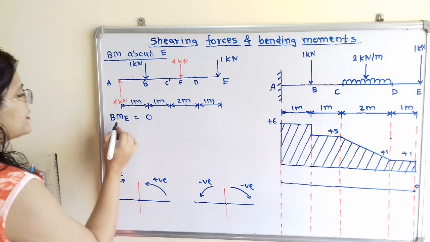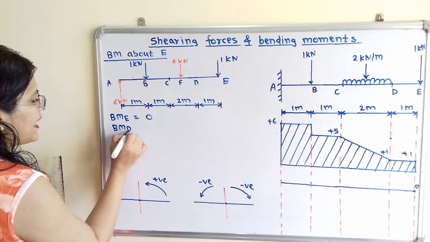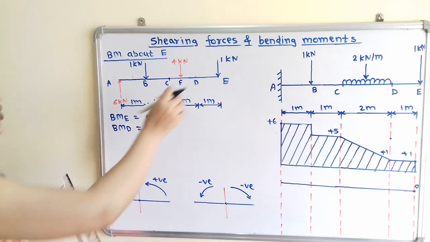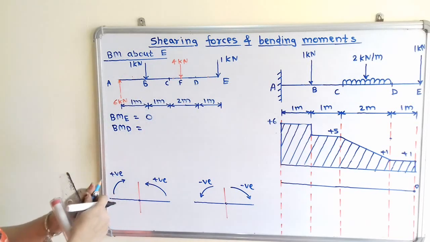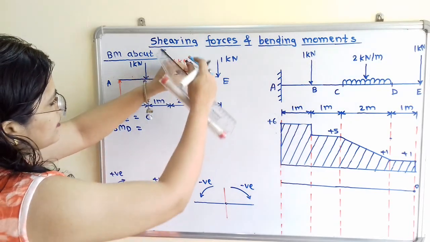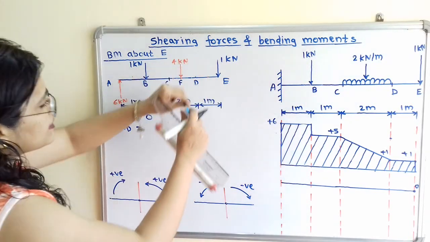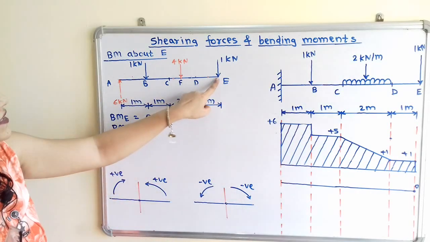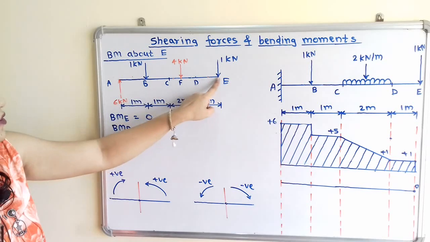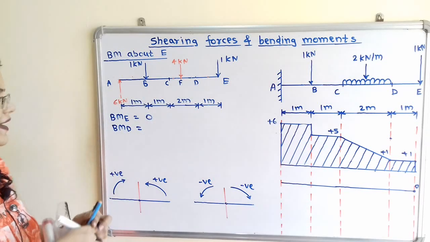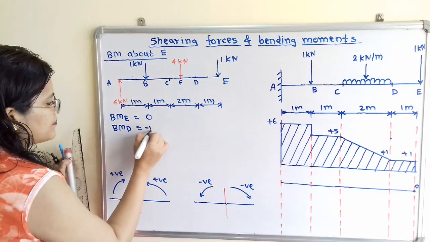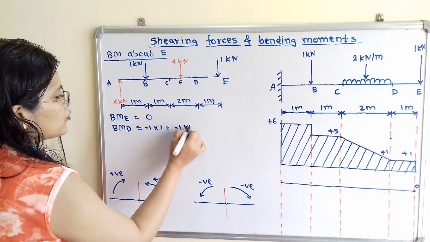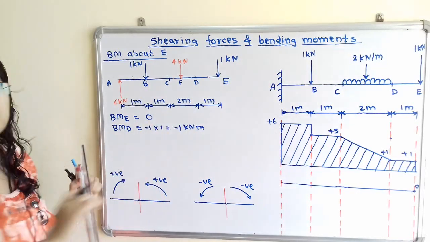So the next point is point D. So bending moment at point D. How to calculate? We have to take the moment on the right hand side. If I move the compass about point D, on the right hand side it is clockwise direction, so we have to use the negative sign. So -1 multiplied by the distance from this point D. It is 1. So -1 multiplied by 1, that is equal to -1, and the unit is kilonewton meter, because we have to multiply with distance.